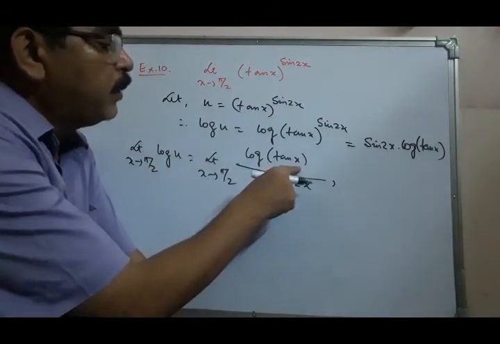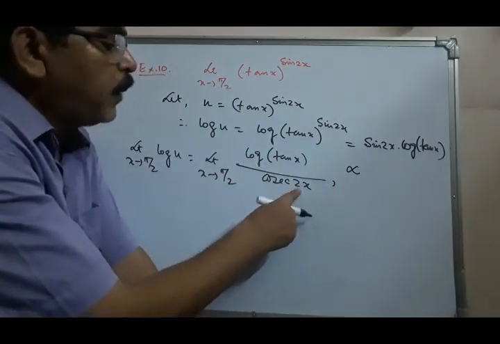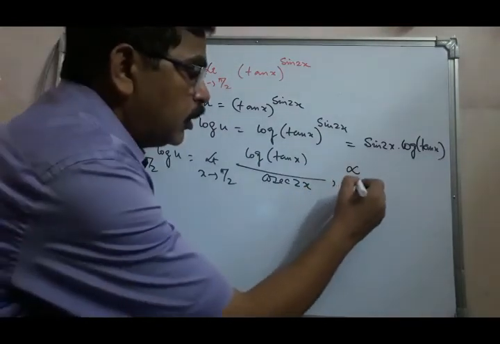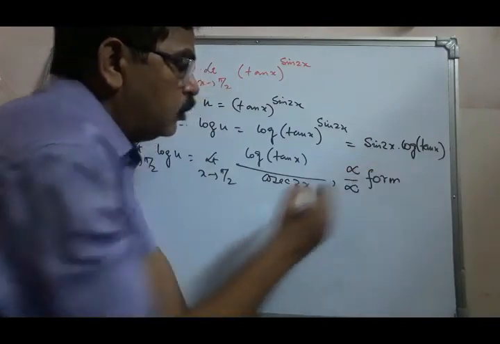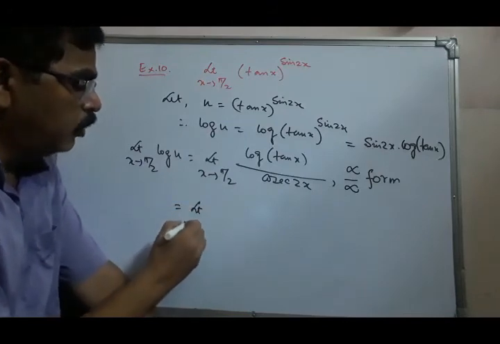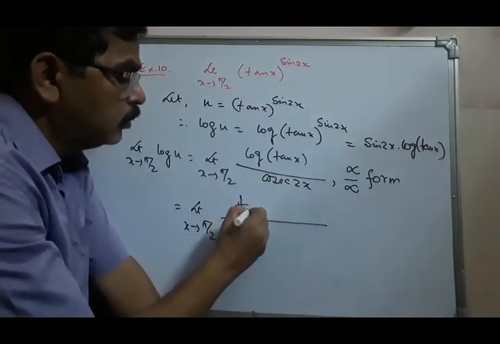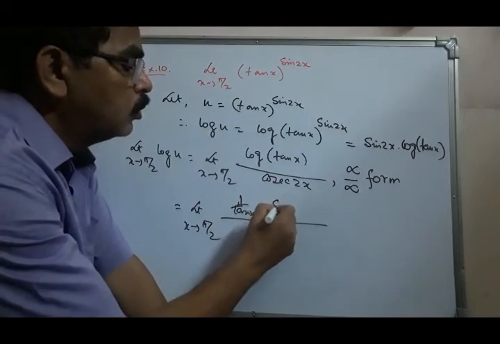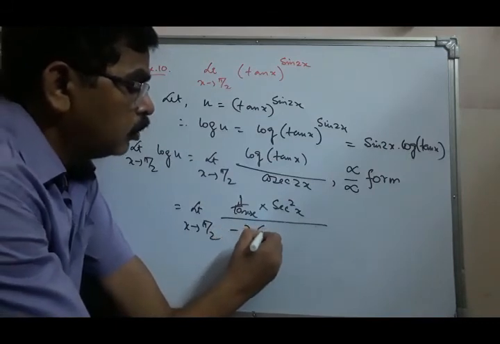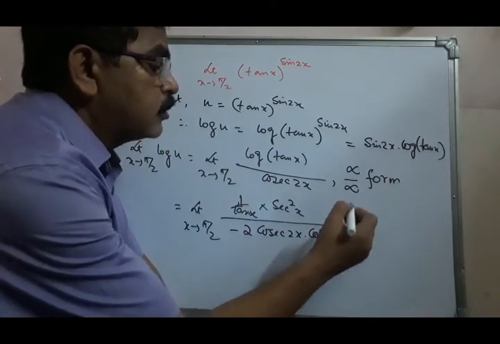Now check whether this one is indeterminate form or not. So x is pi by 2, tan pi by 2 is infinity, log infinity is infinity, and here it is pi by 2 means cosec pi, and cosec pi, sin pi is 0, means cosec pi is infinity. So this is an infinity by infinity form. So it means indeterminate form. So applying L'Hospital rule, so therefore what we get, x tending to pi by 2, 1 by tan x into sec square x, and derivative of cosec 2x is minus cosec 2x into cot 2x.